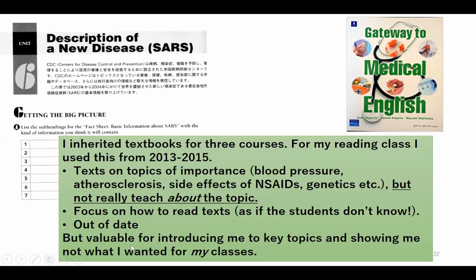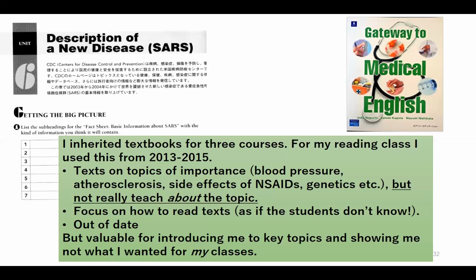But again, it showed me I didn't want this. This is a big point. The text talks about how to read texts, like strategies for reading. But I find students know how to read. All these courses about how to read, students know how to read in Japanese. They don't need a whole course on how to read in English.